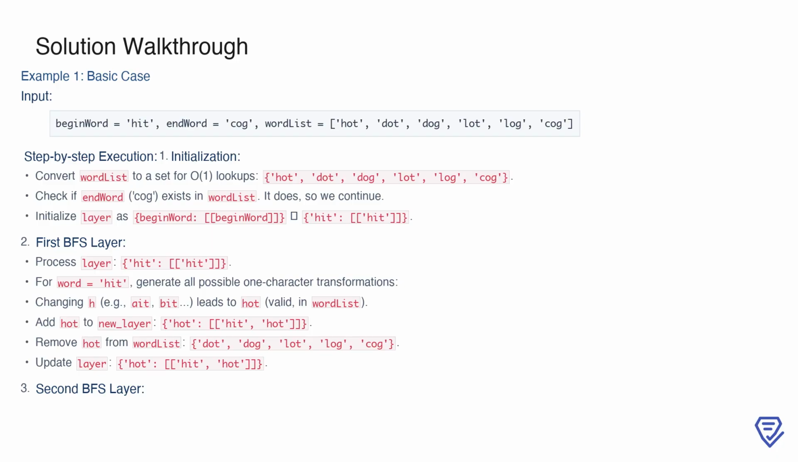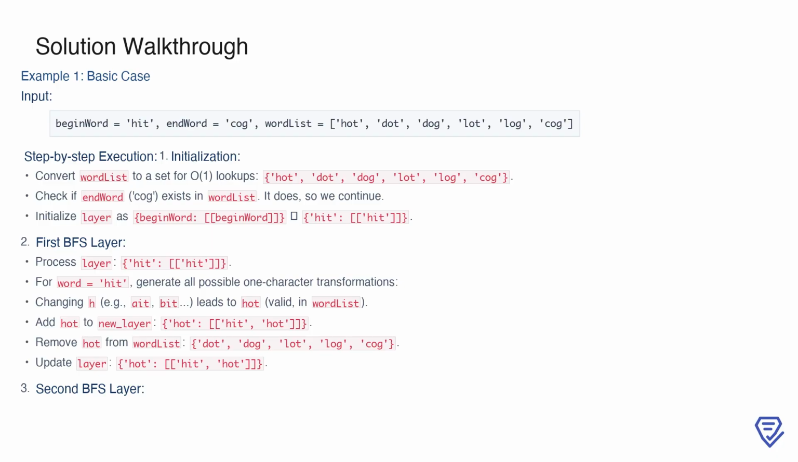We initialize a dictionary called layer, where each key represents a word at the current breadth-first search (BFS) layer, and its value is a list of all paths that lead to that word. Initially, layer contains only the begin word, represented as hit. Now, we start the BFS process.